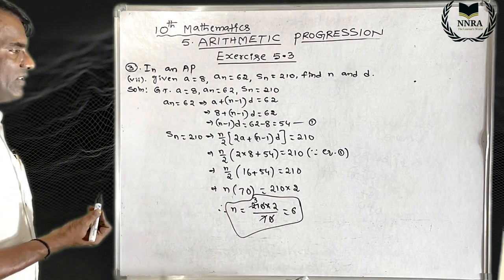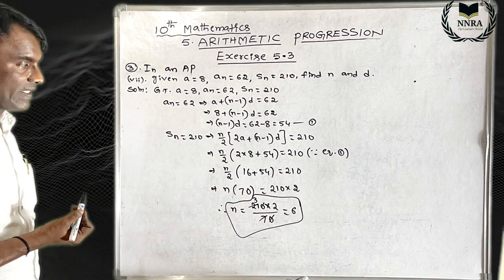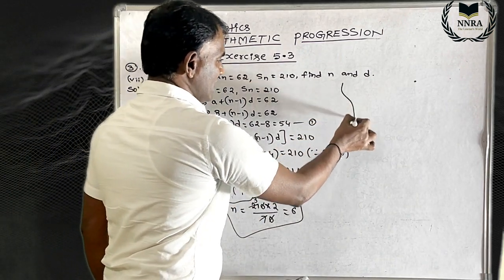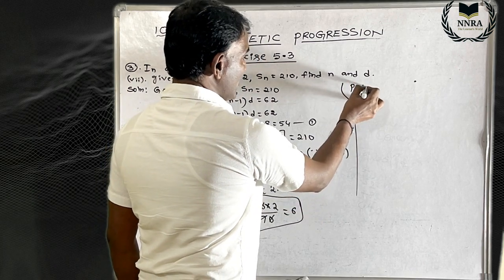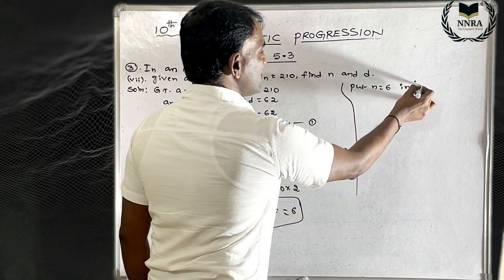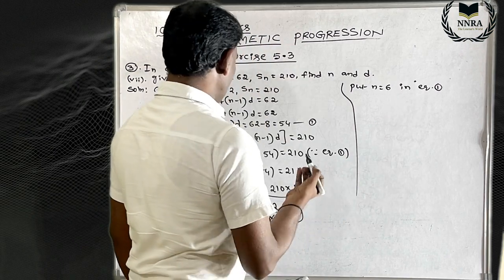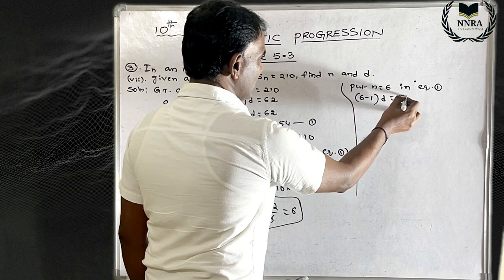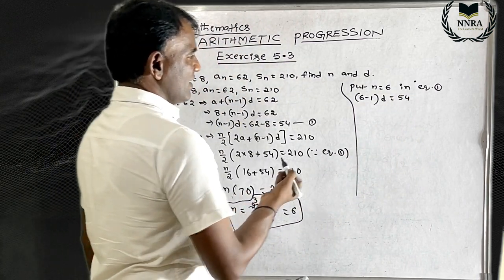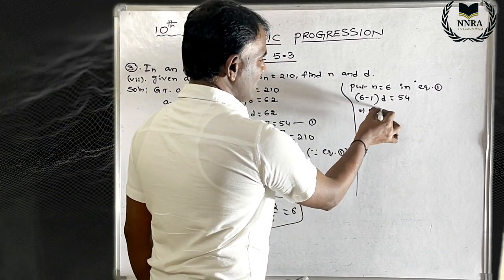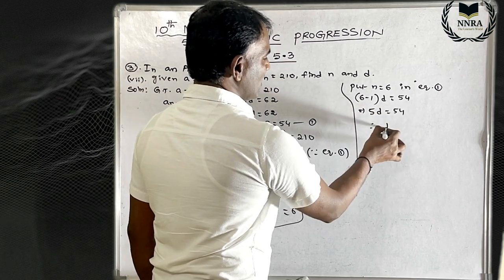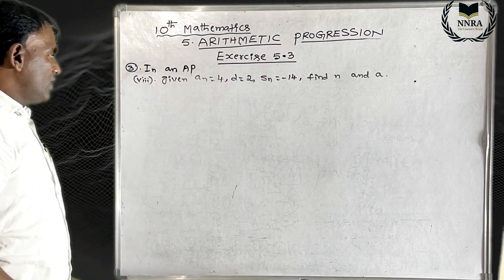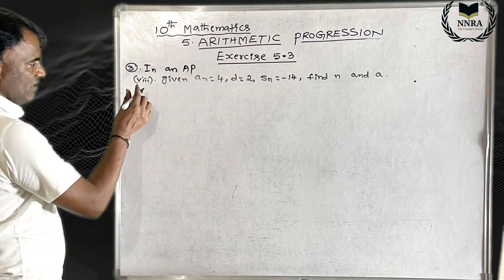After that, we wanted the d value. So how to find d? Do one thing, substitute the n value in this equation, then we get the d value. So right here, put n equal to 6 in equation number 1. How to write it? n minus 1, 6 minus 1, into d equal to 54. Now what is the value of the left hand side? 5d equal to 54. Now d equal to 54 divided by 5. This is the answer.